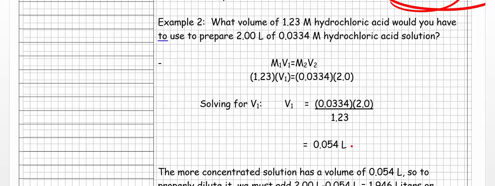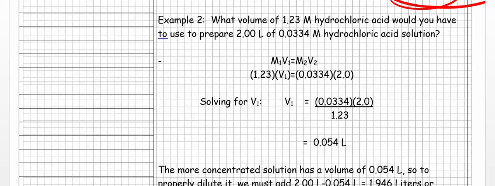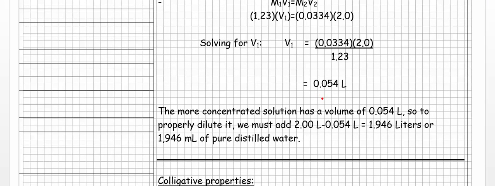So if I want to take that volume up to 2 liters, what I would do is this. I'm going to take this volume of 0.054 liters of the more concentrated solution. So to properly dilute it, I'm going to add the difference between 2.0 and that number, which is 1.946 liters, or 1,946 milliliters, of pure distilled deionized water.